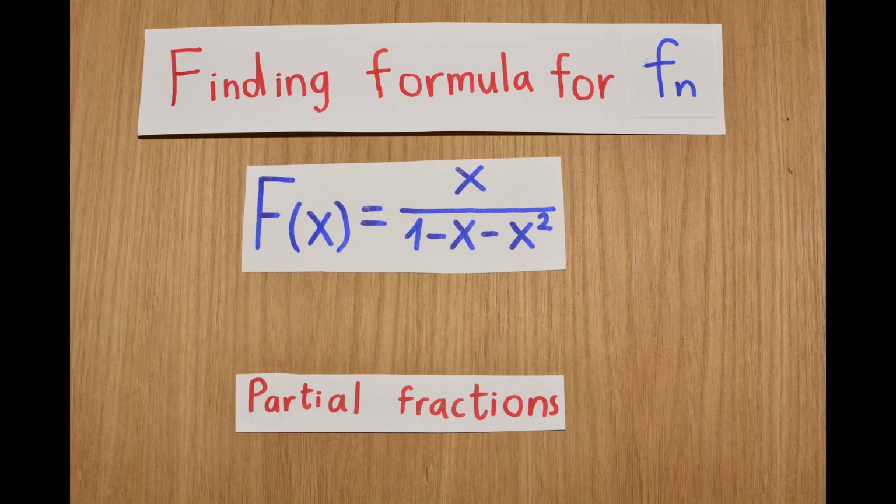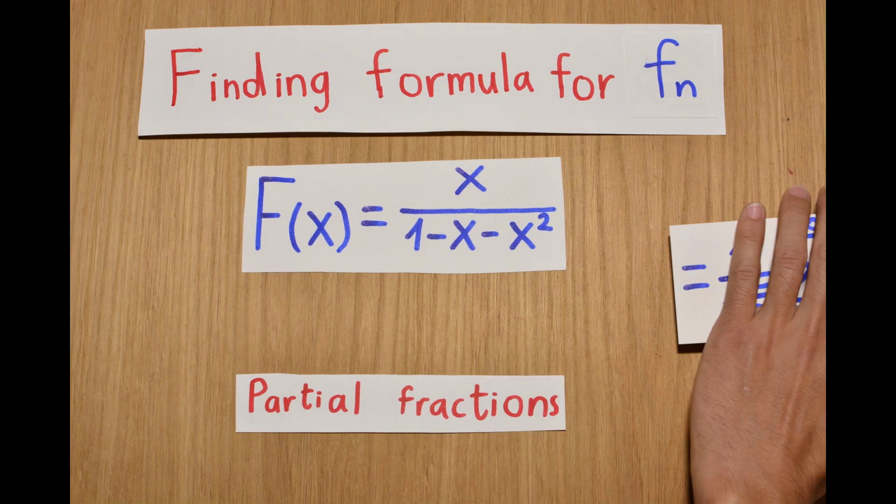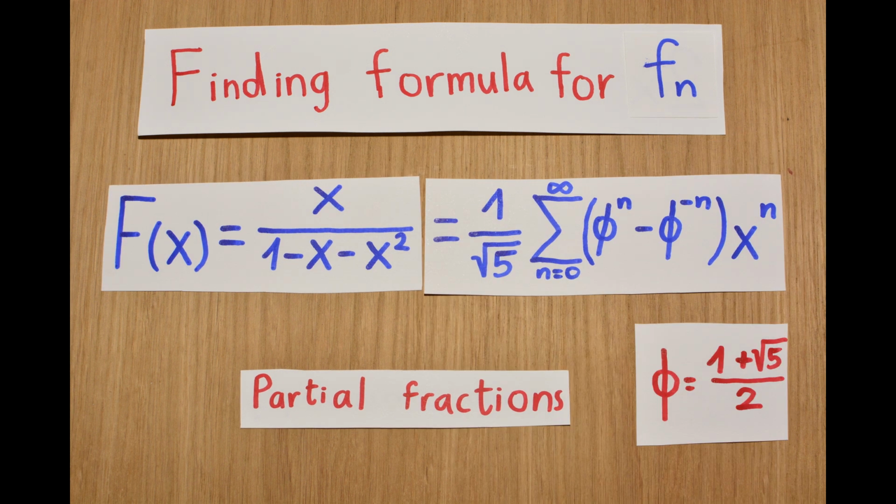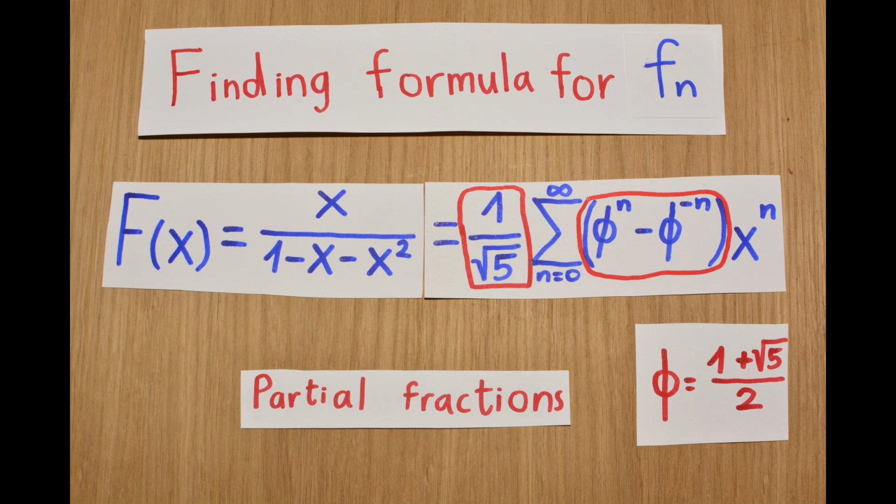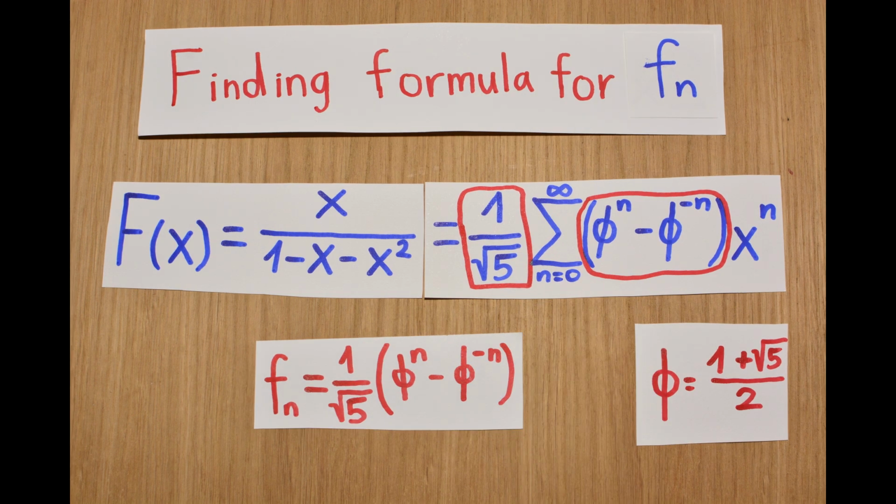With a particularly tedious application of the partial fractions method, we managed to express this function too as a series, where phi denotes the golden ratio. To get the formula for the nth Fibonacci number, we have to look at what multiplies x to the n here. So, the nth Fibonacci number is equal to 1 over the square root of 5 times golden ratio to the n minus golden ratio to the minus n.